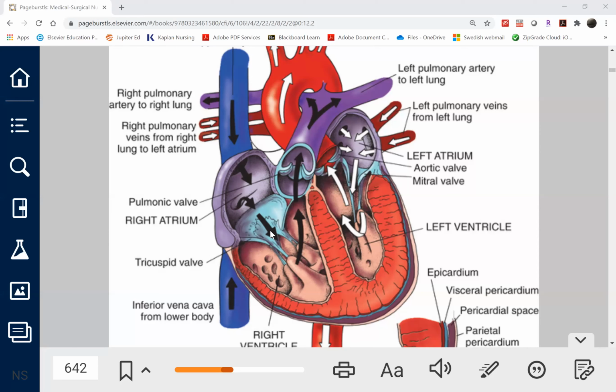Or what if it's the other way around? What if it doesn't close completely? So after the blood leaves the right atrium, entering the right ventricle, as the ventricles contract, the tricuspid and the mitral valve are supposed to close shut to prevent blood from going back to the previous chamber. What if it doesn't do that?